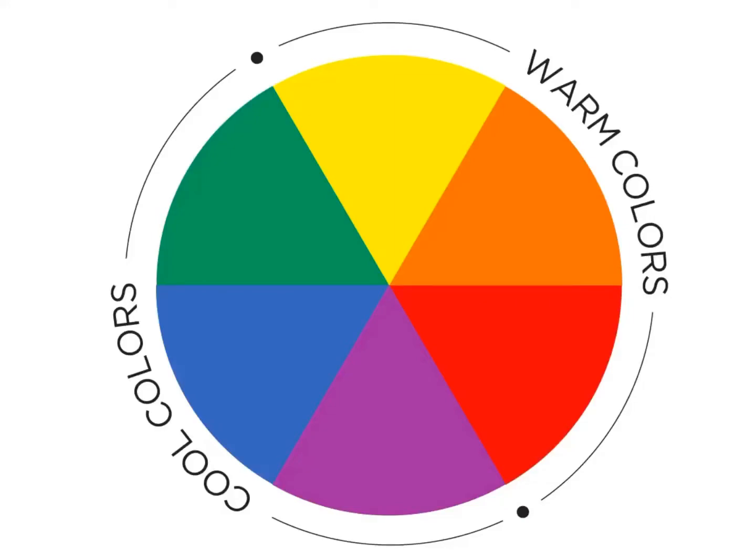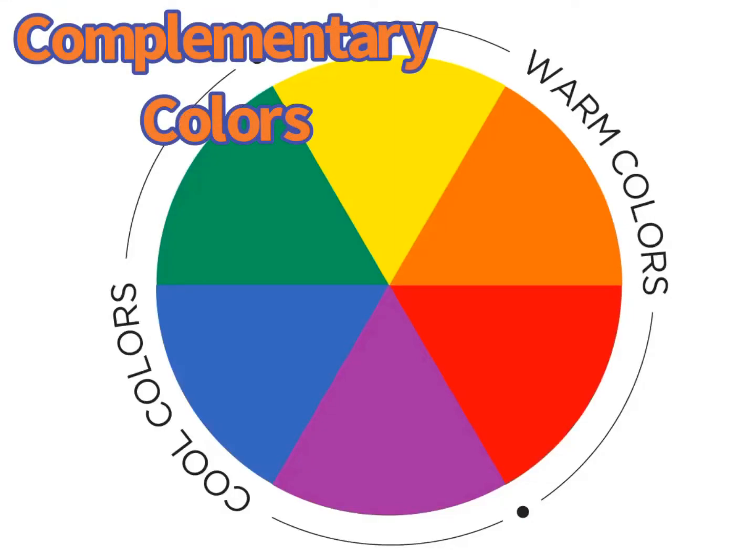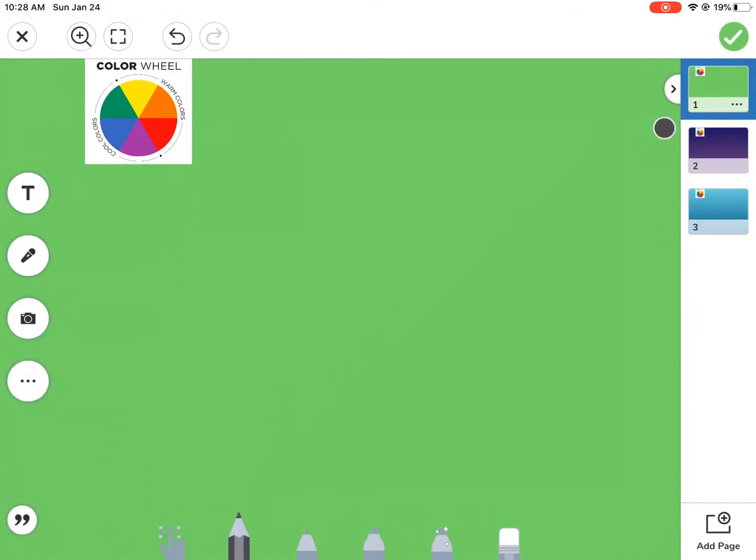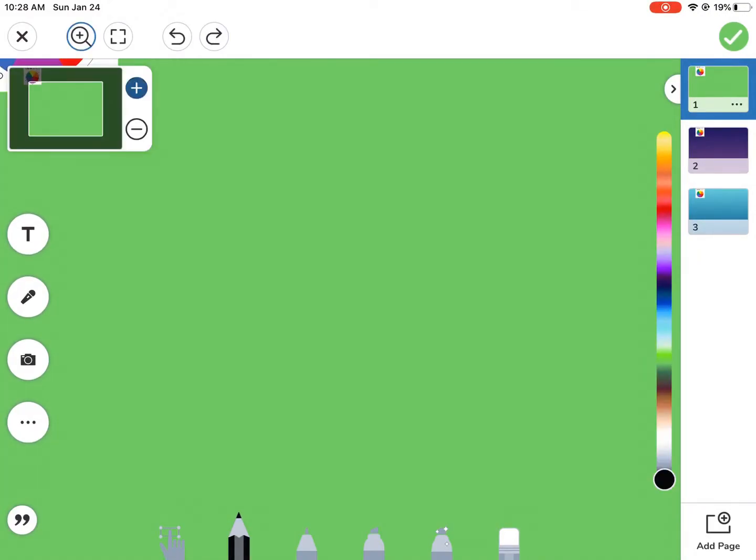Hey y'all, if you remember from last week, complementary colors are colors that complement each other or go really well together, and they are directly across from one another on the color wheel. Green goes with red, blue goes with orange, and purple goes with yellow. So for this week's activity, we're practicing using our complementary colors.